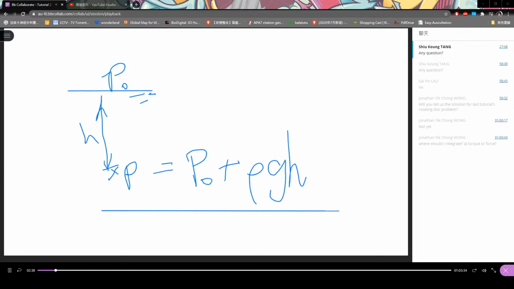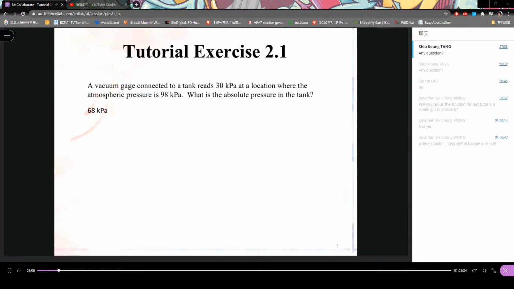In this tutorial session, I think we only have time to give you some examples and then some briefing on how to deal with some more difficult tutorial questions. Here is the hydrostatic equation, which is very important. Now let's go to our tutorial sheet. The first one is pretty easy.